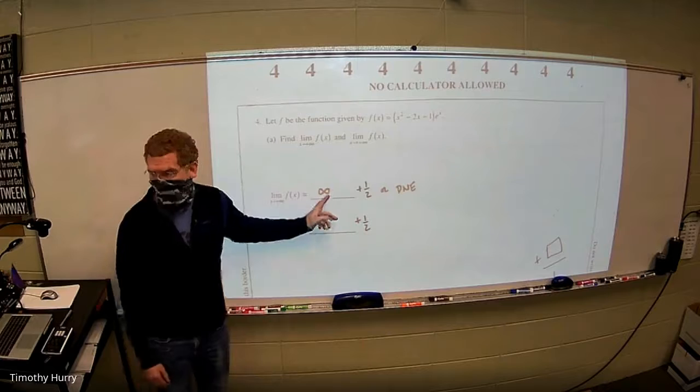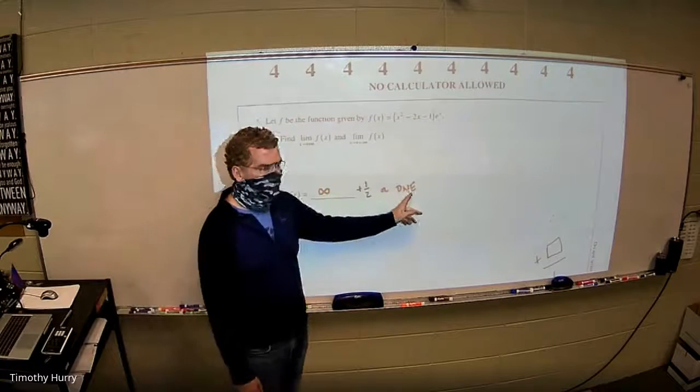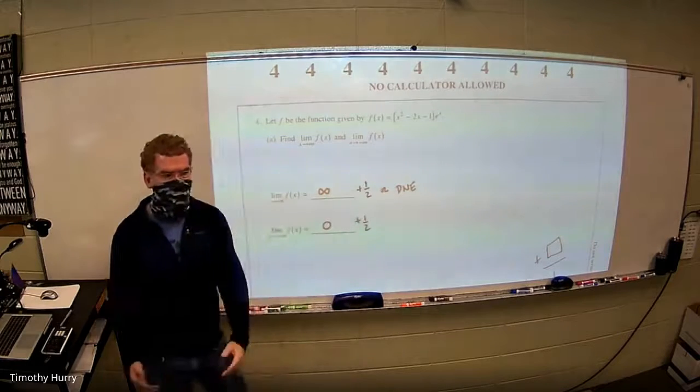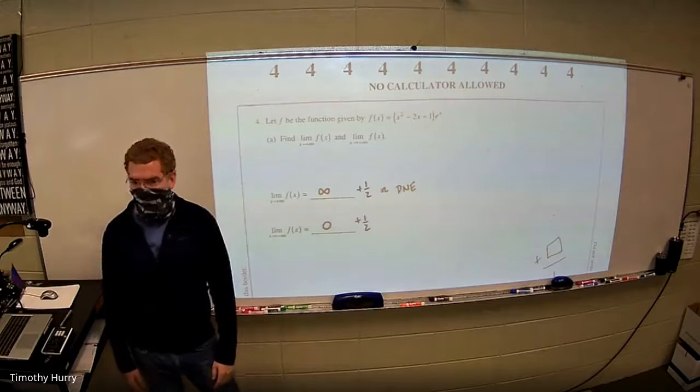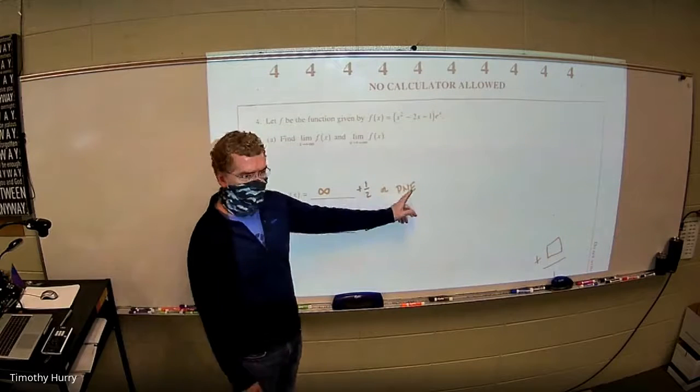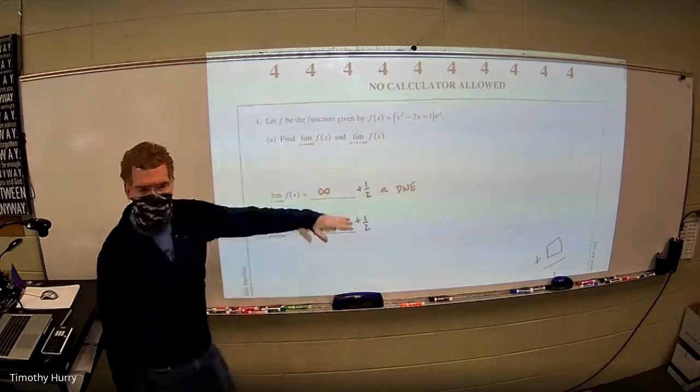Okay, so infinity. I wrote D and E here. Maybe the key said if you put the limit does not exist, they gave you half that point for that as well. But we can do better than that by putting infinity.